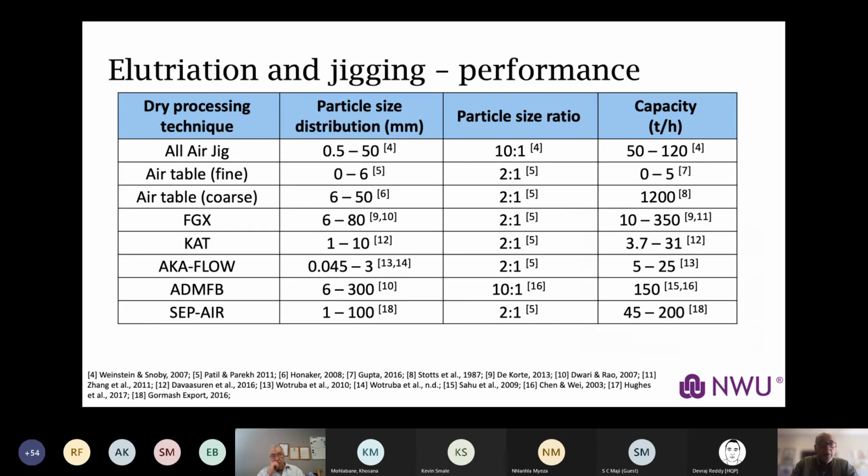Some of them are good, others are probably not that good. Now, how good are they? Again, this is a table of the performance, and it ranges widely. The one thing that just jumps up at you from this slide is the particle size ratio, and this is really catching. This is one of the things that we are battling with in any gravity separation, and especially in dry beneficiation, where you use air rather than a medium, is that you are limited to the particle sizes that you can separate at any one time.